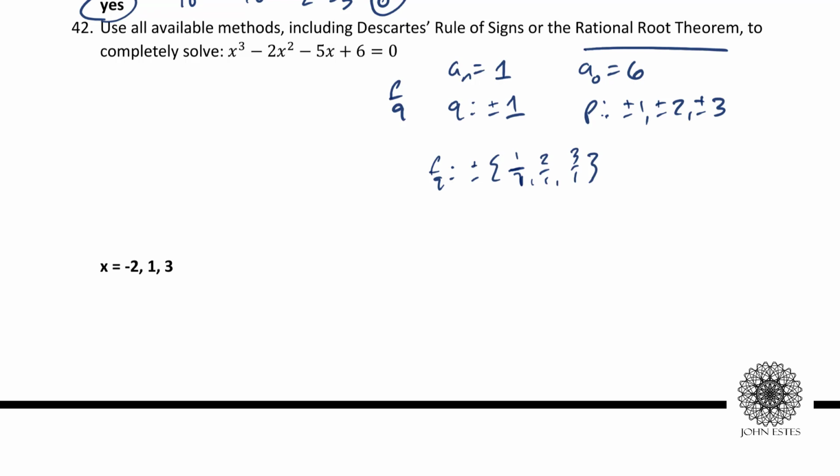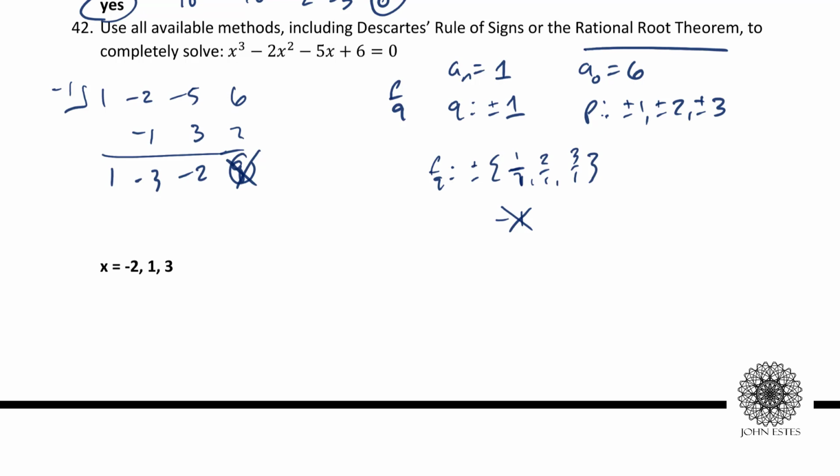Okay, now how do I know which ones work? Well, the way they work is just through synthetic division. So for example, if I pick negative 1 and try to do synthetic division with negative 1, watch what happens. Okay, so I bring down the 1. 1 times negative 1 is negative 1. Negative 3 gives me positive 3. Negative 2, positive 2, I get 8. That's not a 0. Okay, so negative 1 did not work.